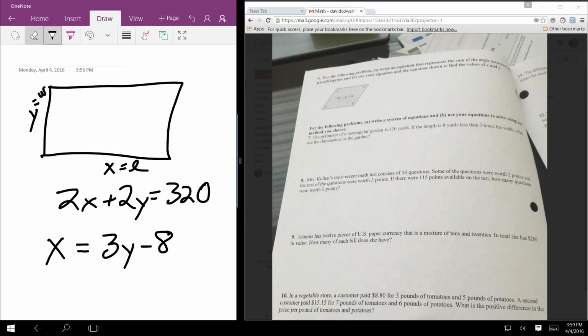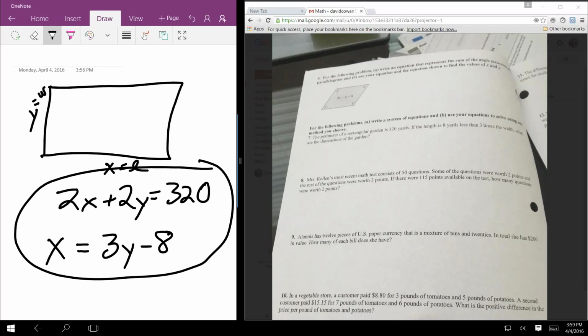All right, now it's a simple question to solve. What system are we going to use to solve that? Substitution. You got it. You're pretty well up on this stuff. It sounds like you've remembered your algebra pretty good.